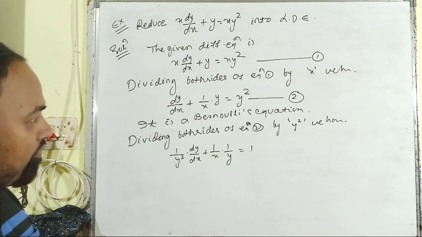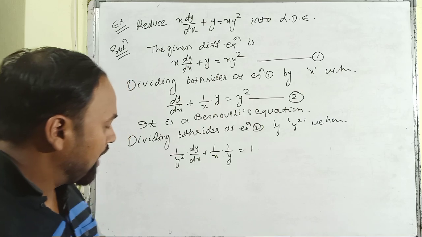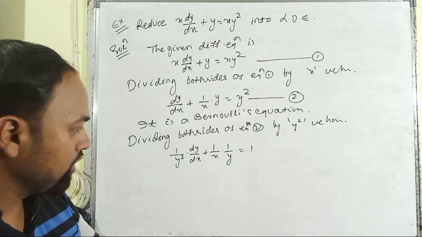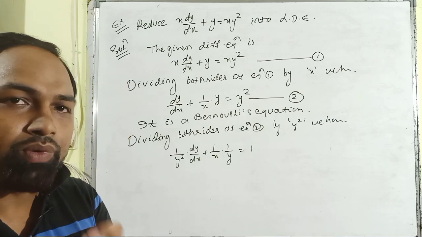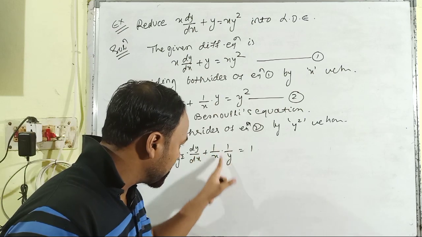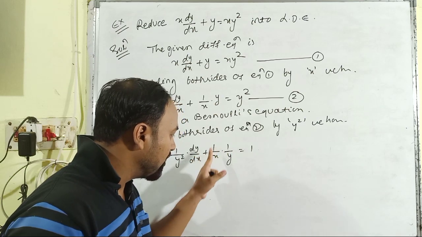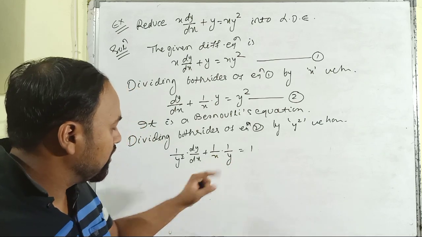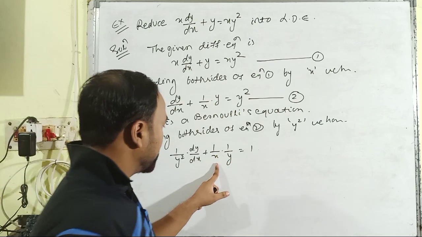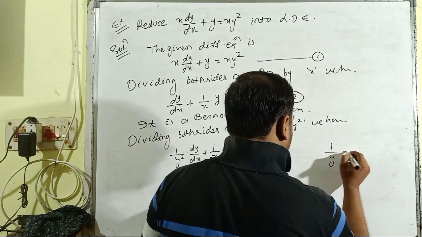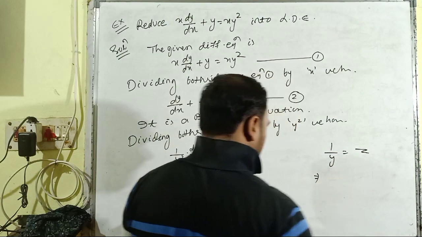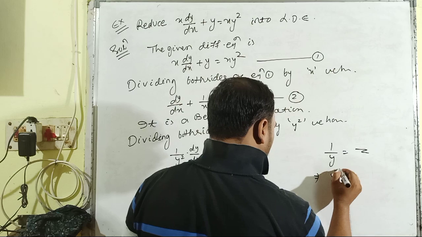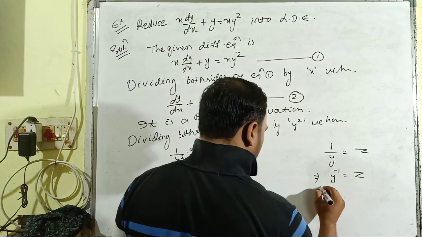And here we have to apply the proper substitution. Which part do we have to substitute? The part which is multiplied with p of x. You can see that the part containing the y terms is multiplied with p of x. So here we take 1 upon y as z. That means y to the power minus 1 is equal to z.